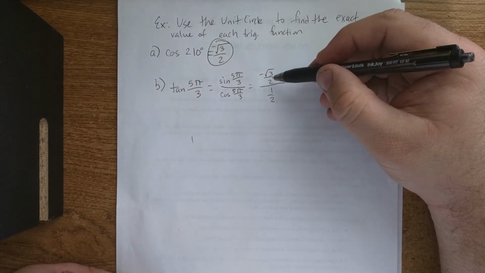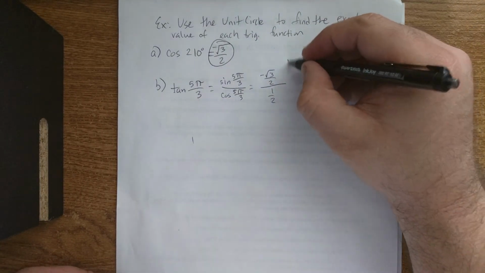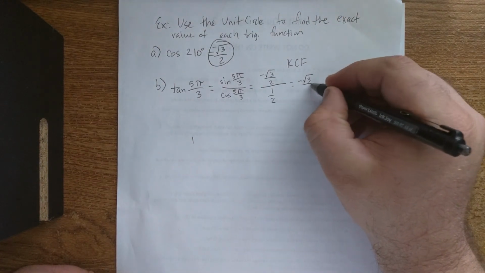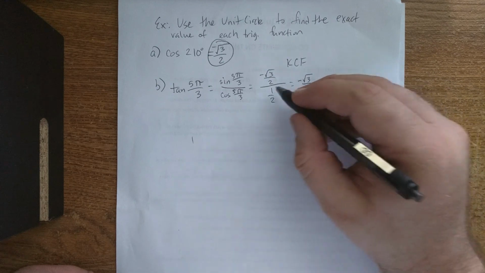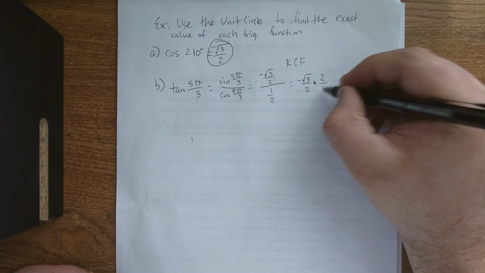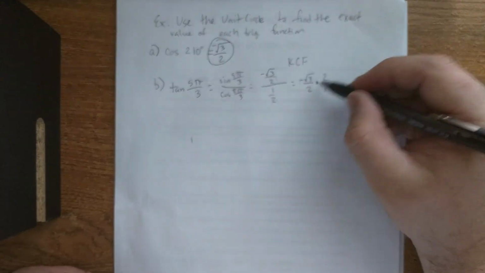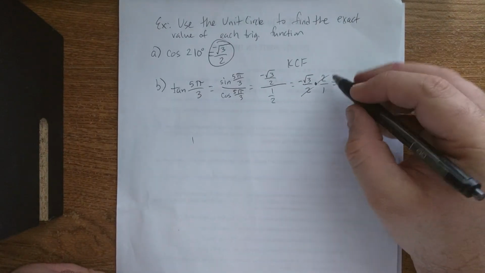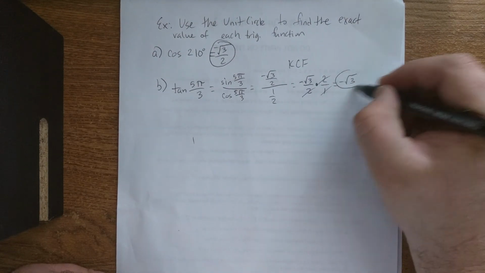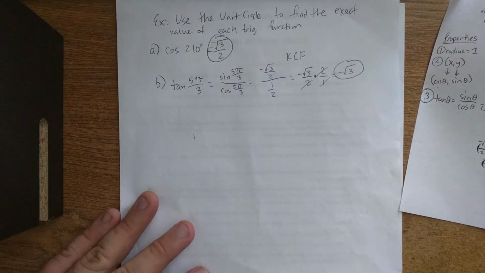Now look what I have here. I have a fraction divided by a fraction. You need to keep, change, flip. So let's go ahead and do that real quick. I keep the first fraction, I change this division to multiplication, and then I flip the second fraction. Now look what happens with these 2's right here. They cancel. And the 1 doesn't matter, so we can just cross it out. So your answer is just negative square root of 3. So that's tangent of 5 pi over 3.